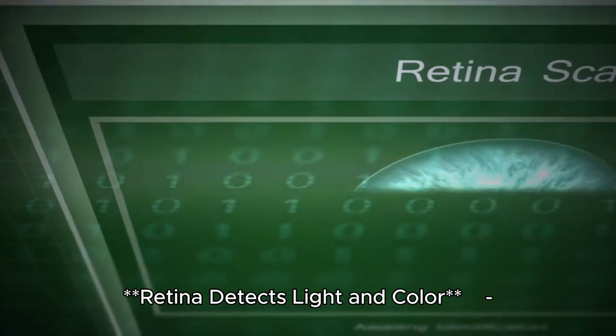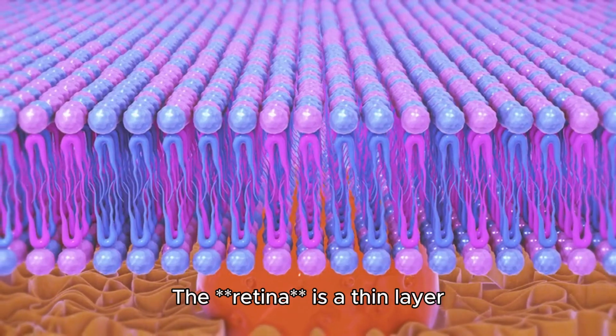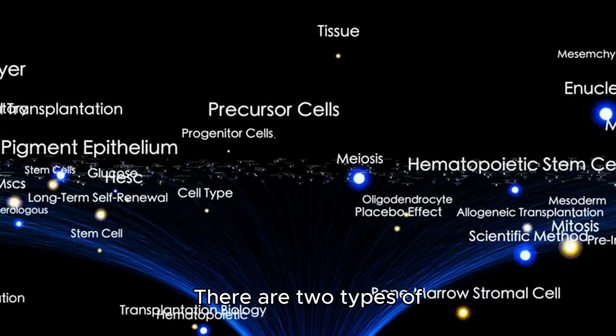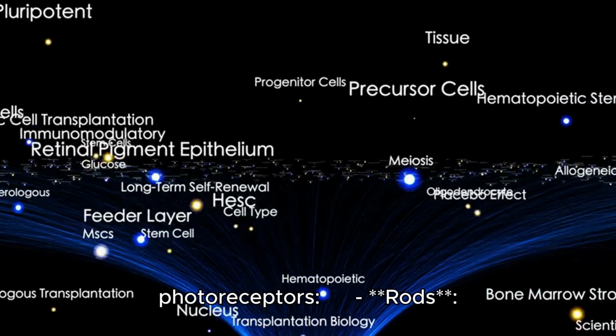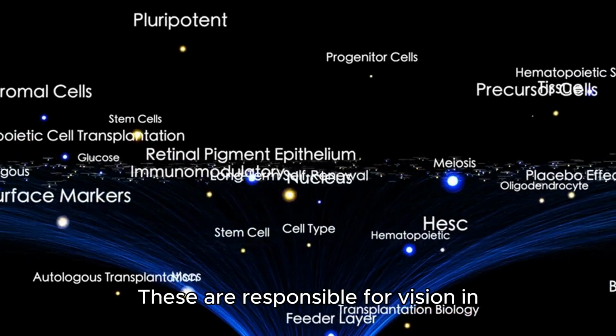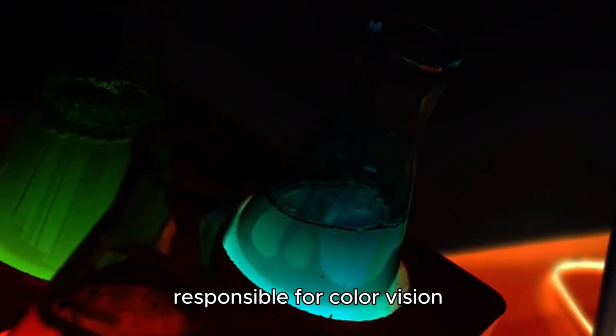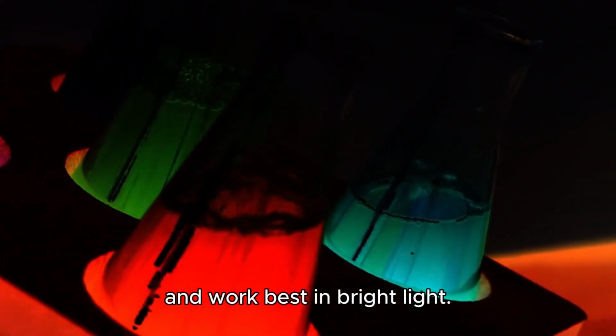4. Retina detects light and color. The retina is a thin layer of tissue containing millions of photoreceptor cells. There are 2 types of photoreceptors: rods. These are responsible for vision in low light and detect shades of gray. Cones. These are responsible for color vision and work best in bright light.